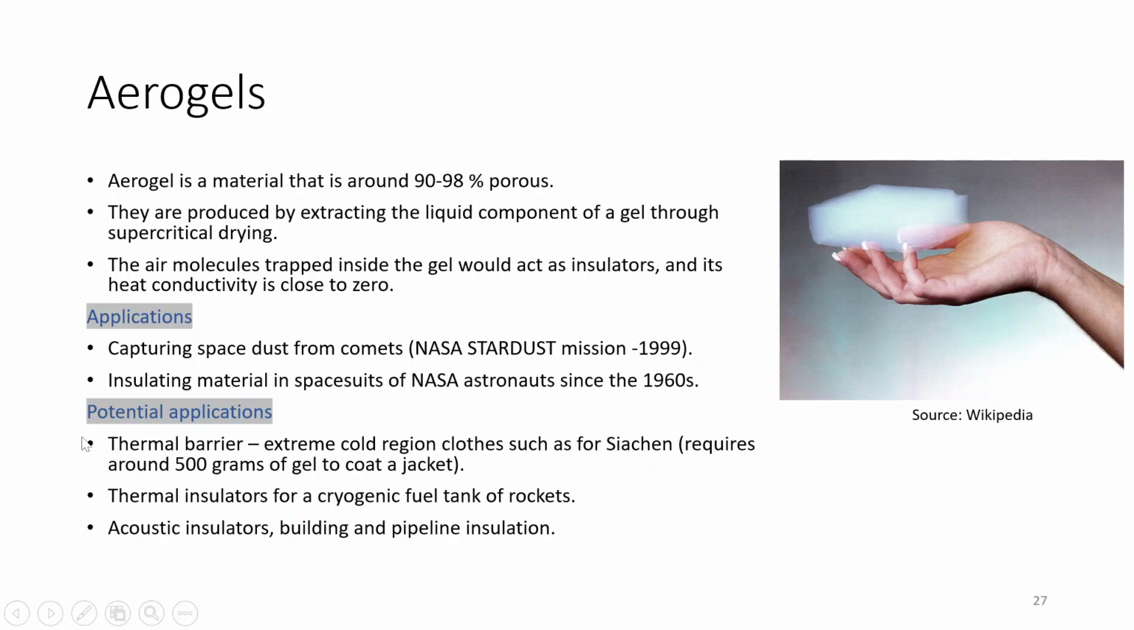Then we have potential applications, which are thermal barriers, such as extreme cold region clothes, for example for Siachen, which requires around 500 grams of gel to coat a jacket. Then we have thermal insulators for a cryogenic fuel tank of rockets. Then we have acoustic insulators, building and pipeline insulation.